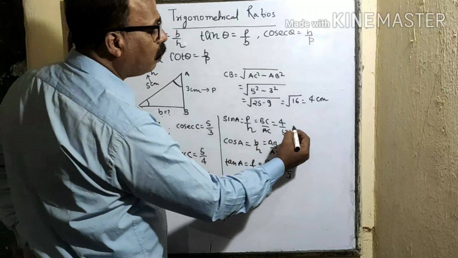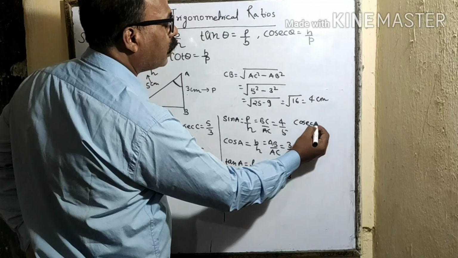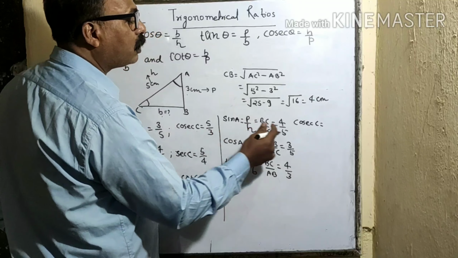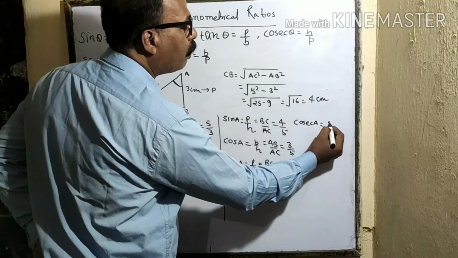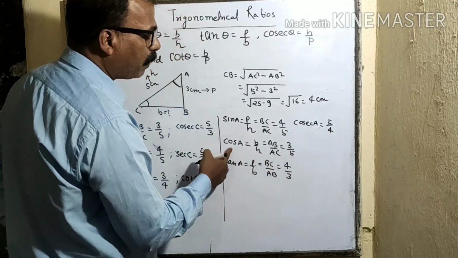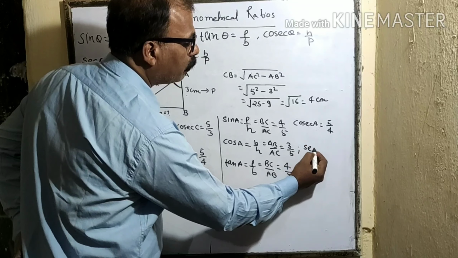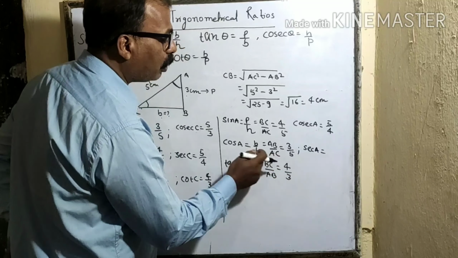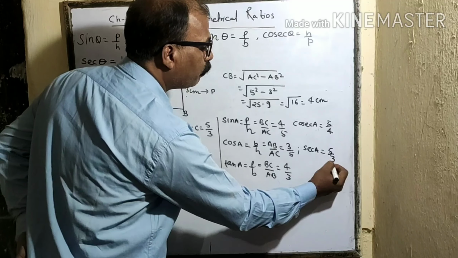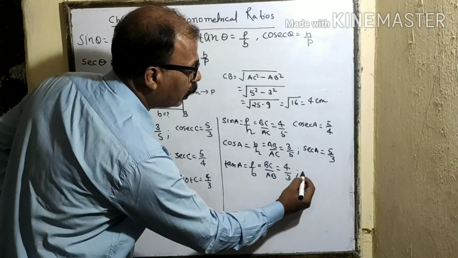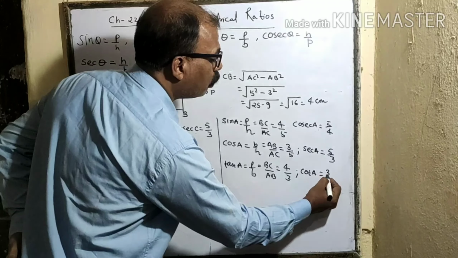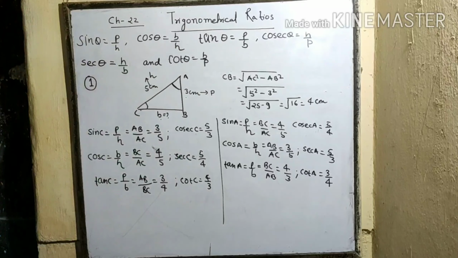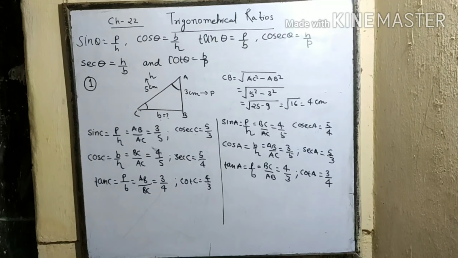And if you have to find cosec A, the reciprocal of sin A will be 5 by 4. If you have to find sec A, the reciprocal of cos A will be 5 by 3. And if you have to find cot A, it will be the reciprocal of tan A, that is equal to 3 by 4. For a moment, stop the video.